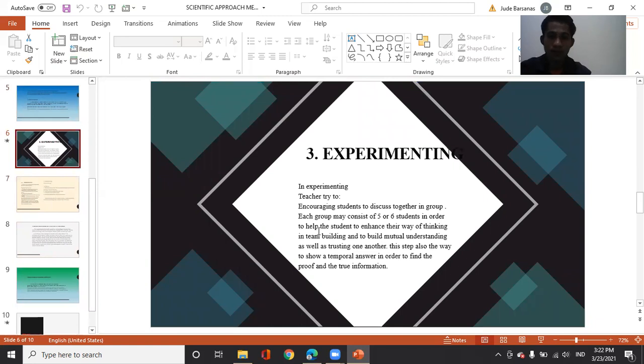The third point, number three, is about experimenting. In experimenting, the teacher tries to encourage students to discuss together in groups, dividing or separating the students into some groups. It depends on the number of students in the classroom, and each group may consist of 5 or 6 students, in order to help the students enhance their way of thinking, work in team building, and build mutual understanding as well as trust in one another. This step is also a way to show a temporary answer in order to find the proof and the true information or the true answer from the teacher or the other friends.